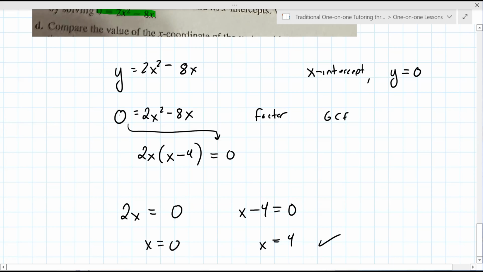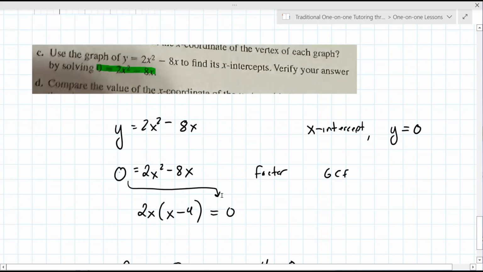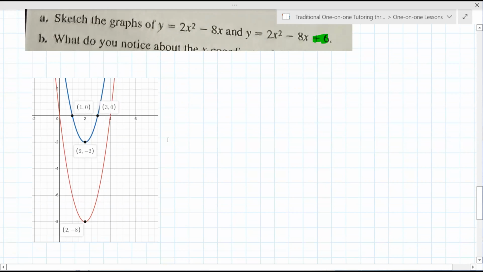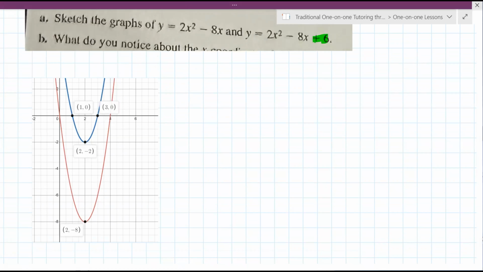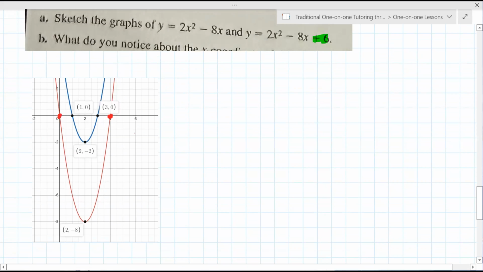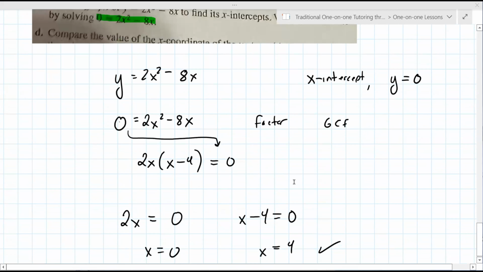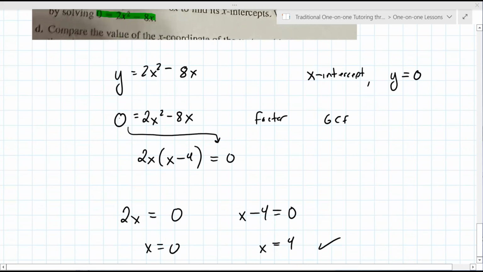Now, what does that mean? What does even that mean? Well, let's go back and look at the graph. So that's for the one in red. Those are the x-intercepts, right? Exactly. That's what that means. Yes. Okay. So that's for that one. Now, we might as well talk about how you do it for the other equation.